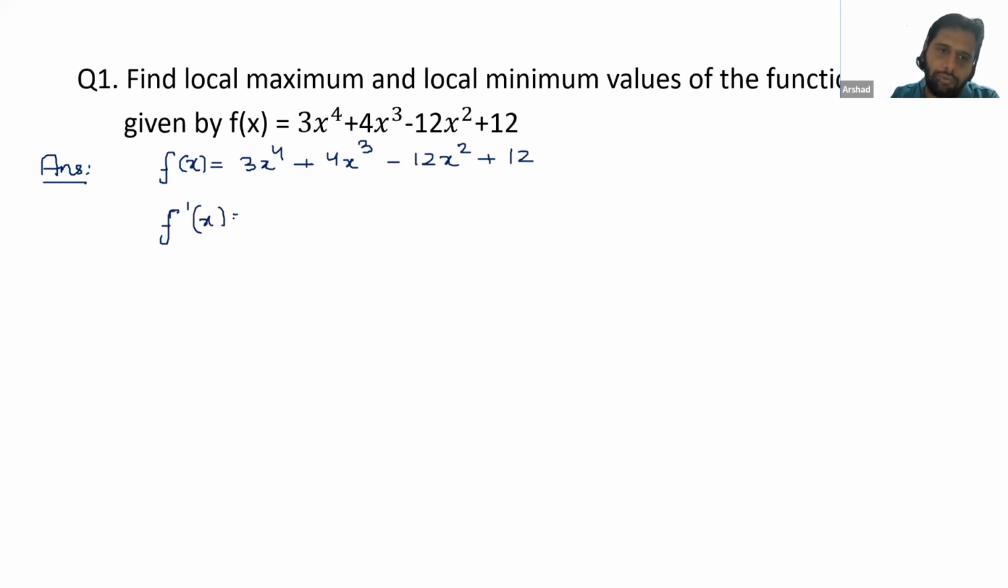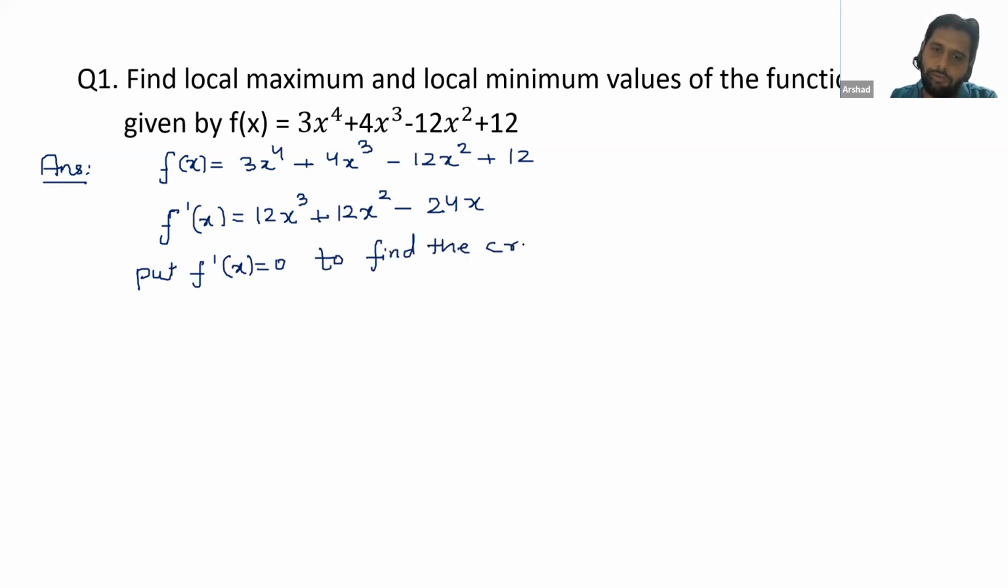Find the derivative of this. What will you get? 12x cube plus 12x square minus 24x. We get this. Okay. Now equate this with 0 to find the critical points. So put f dash x is equal to 0 to find the critical points. We need the critical points here. Okay. So 12x cube plus 12x square minus 24x is equal to 0.